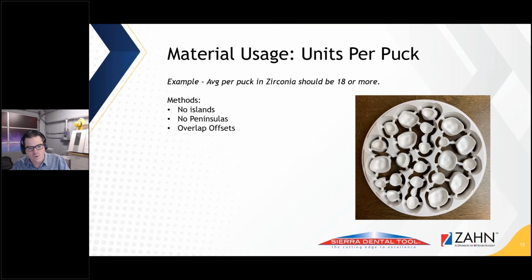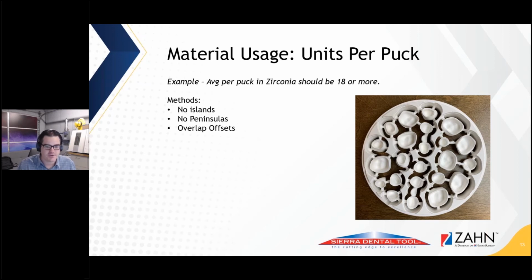Okay, so one other thing on materials, I've got a couple of quick tips that'll make a difference to your bottom line no matter what. You should always be getting at least 18 units in a standard 98 millimeter disc. And if you don't know how many units you're getting, track it. It's easy to write it down, like on a yellow pad. Write it down, hash marks, track it. If you're not getting 18, you're not making good use of the material. And how do you get 18?